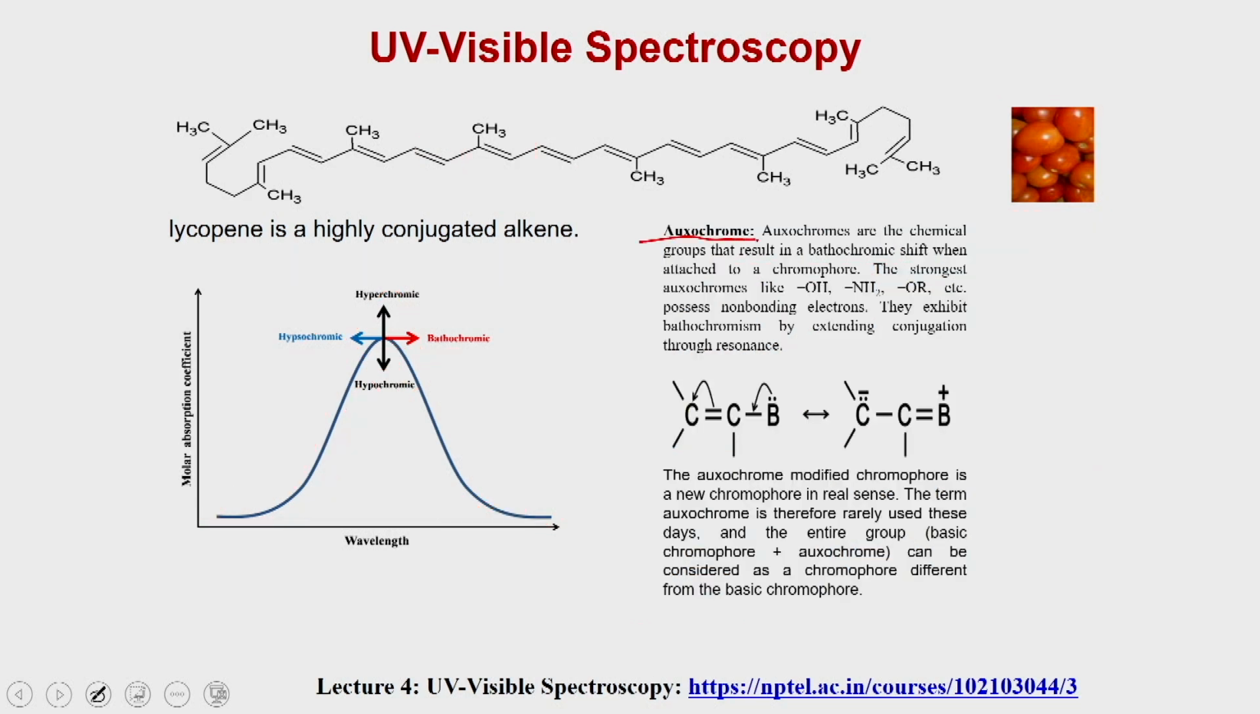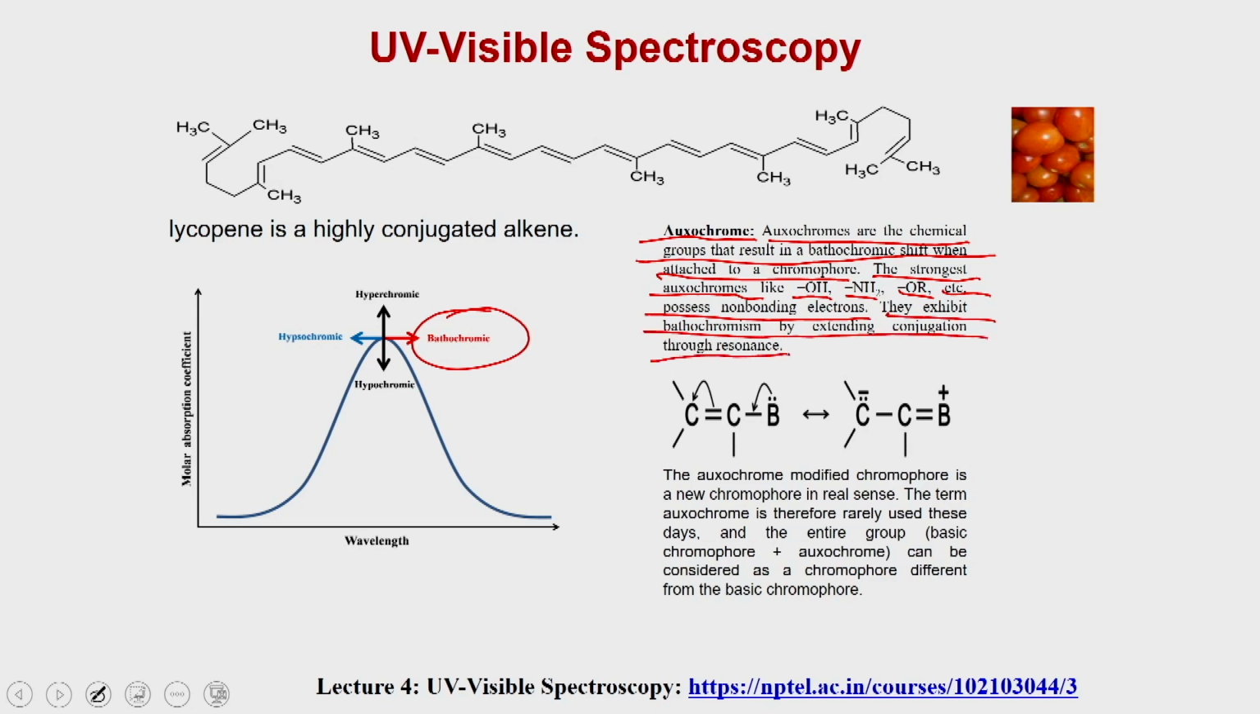Apart from that, you have auxochromes. Auxochromes are chemical groups that result in a bathochromic shift, which means a shift towards the longer wavelength, when attached to a chromophore. The strongest auxochromes, like hydroxyl groups and amine groups, possess non-bonding electrons. They exhibit bathochromic shifts by extending conjugation through resonance. The auxochrome-modified chromophore is a new chromophore in the real sense.